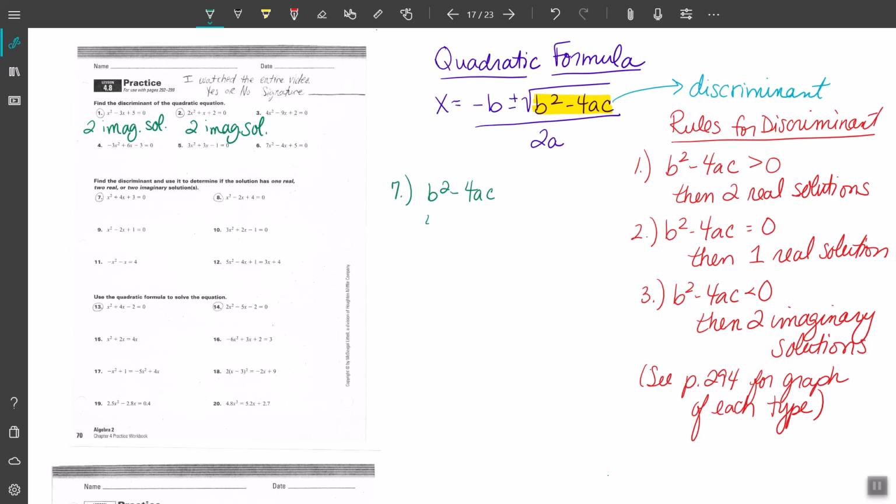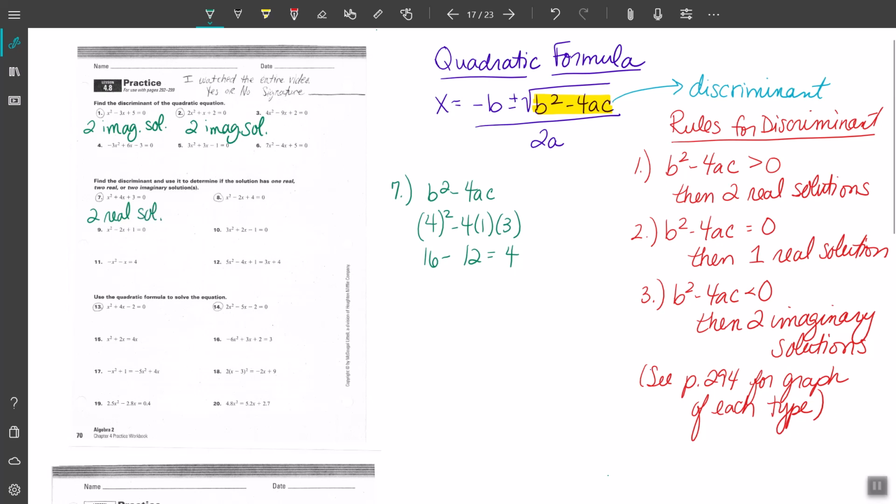In this problem, number 7, 4 is your b value. A is 1 and C is 3. So we end up with 16 minus 12. So in this case, we get 4. So because the discriminant comes out to be 4, which is greater than 0, that matches up with number 1 over here, then we know that if we were to graph this, we would see that it has two real solutions.